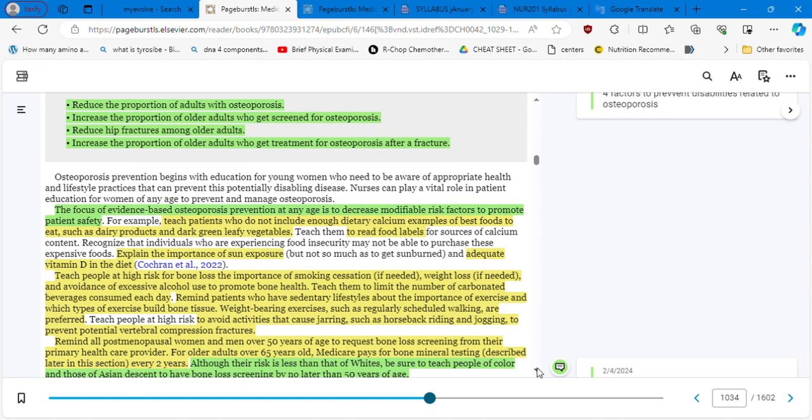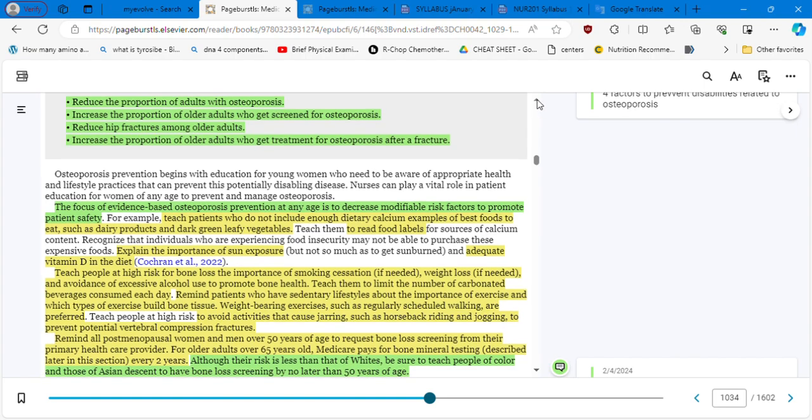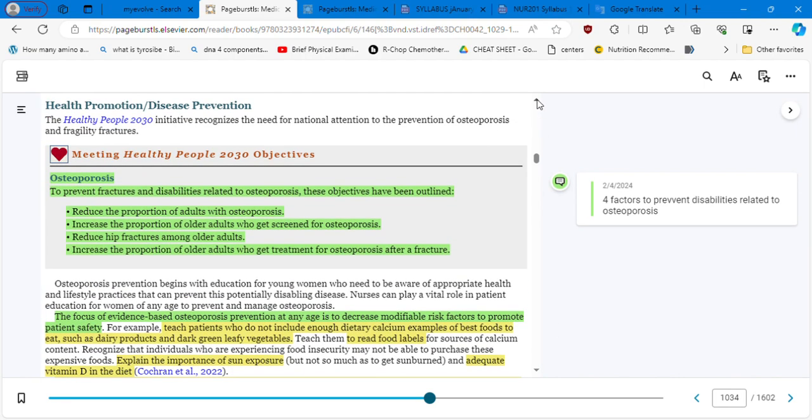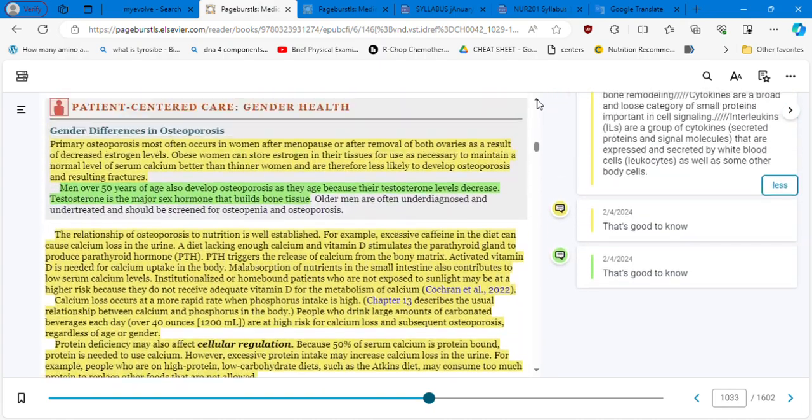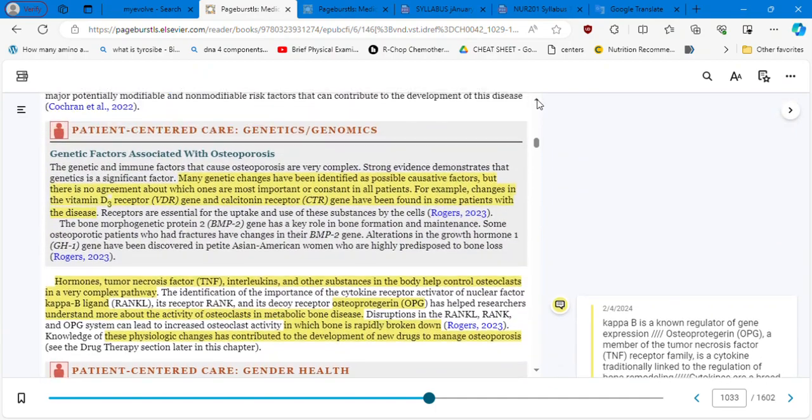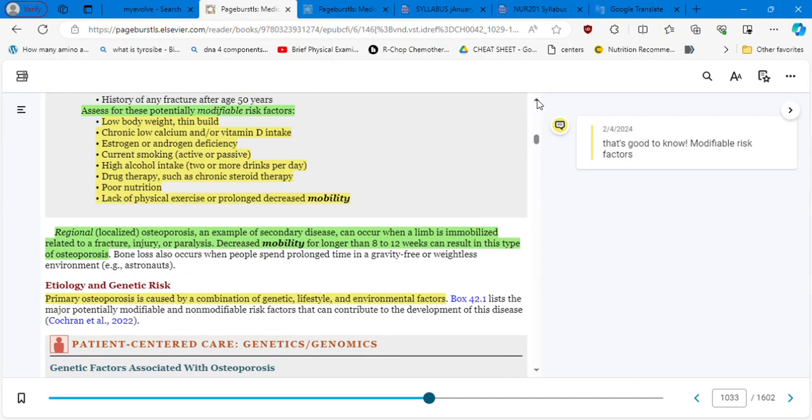The focus of evidence-based osteoporosis prevention at any age is to decrease modifiable risk factors to promote patient safety. So we need to decrease the modifiable risk factors to promote patient safety. And which ones are the modifiable risk factors? So these are the ones: low body weight, thin build, chronic low calcium and vitamin D intake, so we need to increase vitamin D and calcium.